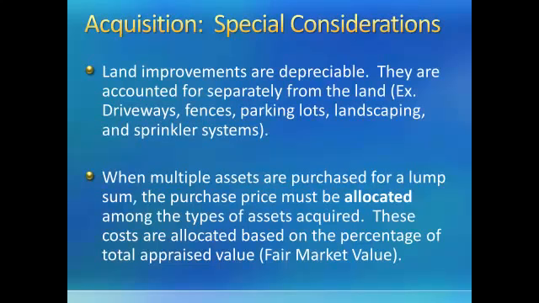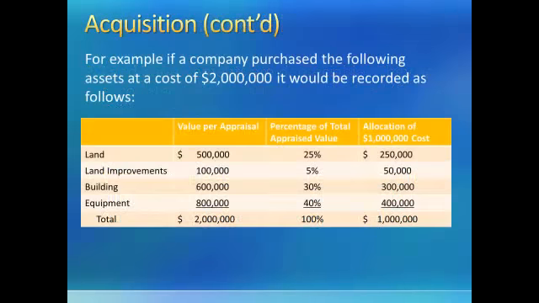Another consideration is when multiple assets are purchased for a lump sum price. So if we buy a house and a building on a parcel of land, we have to allocate the cost of the entire purchase price to the individual assets. And we'll take a look at an example.